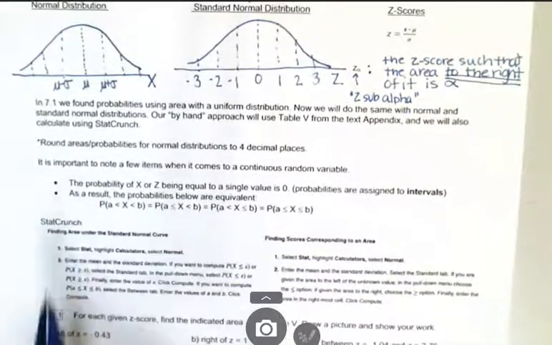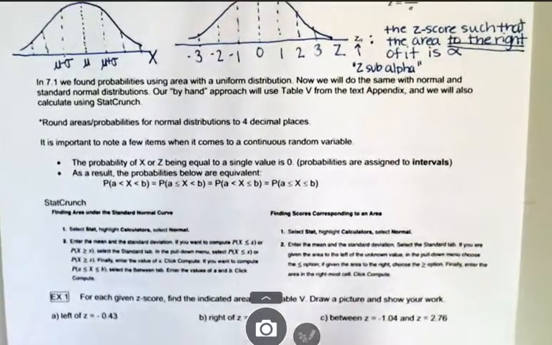As I mentioned, in 7.1, we found probabilities. We used area. We drew a picture of a rectangle because that's what happens with a uniform distribution. Now we're going to do the same with normal and standard normal distributions. So we're going to have a by hand approach, quote unquote, and we're also going to have a with technology approach. For technology, of course, we're going to use StatCrunch. For our by hand approach, however, we are going to need Table 5 from our text, from the appendix.